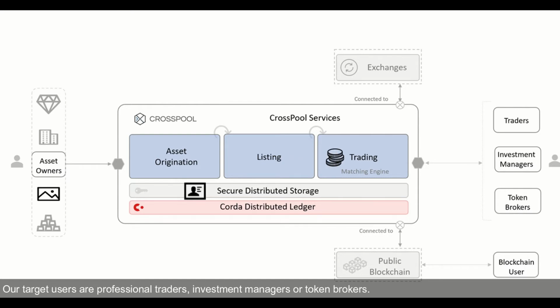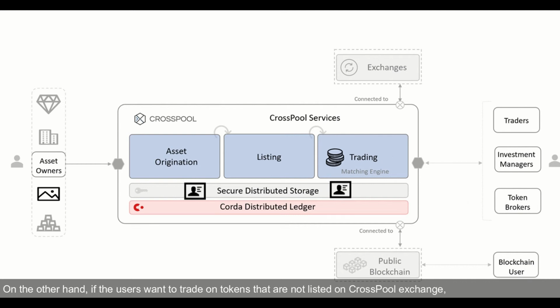Our target users are professional traders, investment managers, or token brokers. In order to trade, these people also need to register with CrossPool and go through the KYC process. We then create an account and store it on the distributed ledger using the steps as previously described. Users can now send orders to CrossPool, either to trade on the CrossPool listed asset tokens or cryptocurrencies. Let's say the orders they submitted matched. The post-trade clearing processes will take place on the distributed ledger, and trades will be settled immediately.